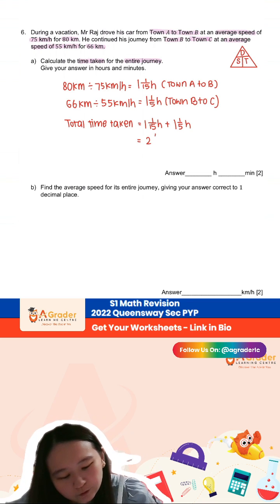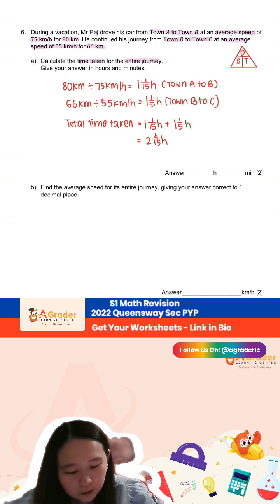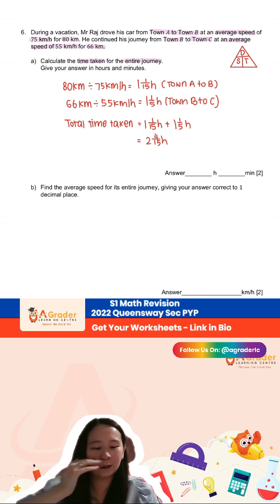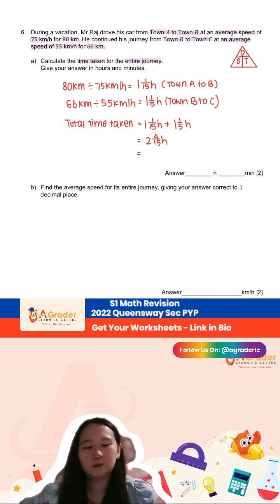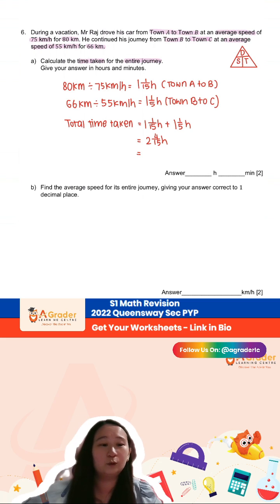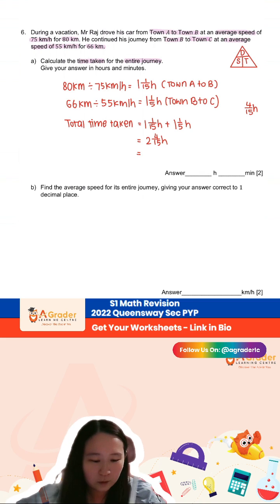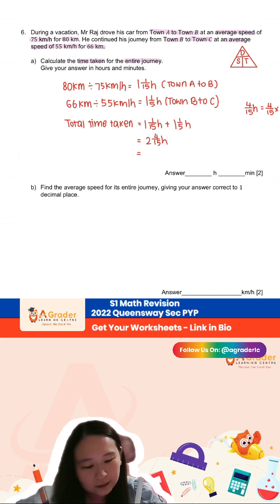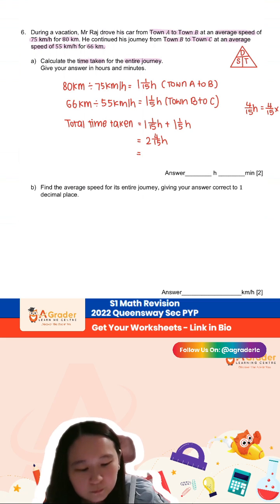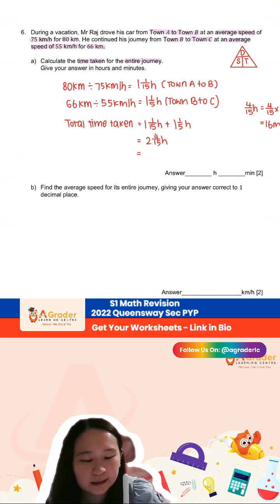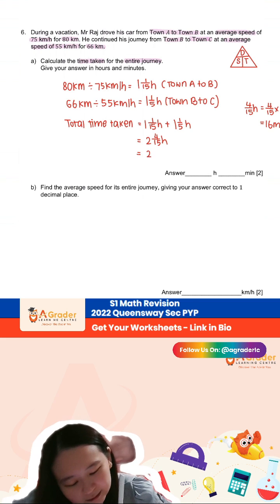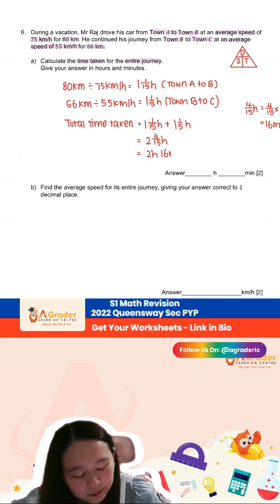So we get 2 whole 4 over 15 hour. They ask us to give in terms of hours and minutes. So we have our 2 whole means 2 hours here. How about 4 over 15 hour? To convert hour to minute, we need to multiply by 60. When we multiply, we get 16 minutes. This means the total is 2 hours 16 minutes.